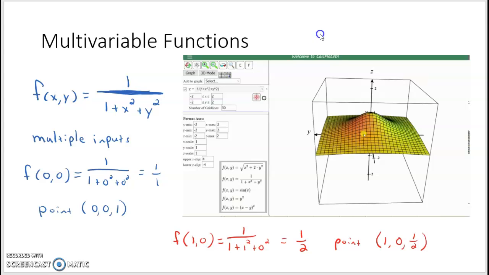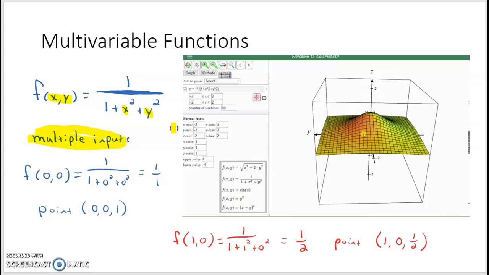So, just as a quick overview, a multivariable function usually has multiple inputs, as we see here. This function is named f, and it has input values of x and y, or input positions of x and y. So two things are going in and one thing is coming out. You can think about that as an x, y, z function.